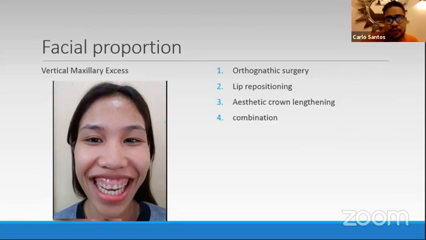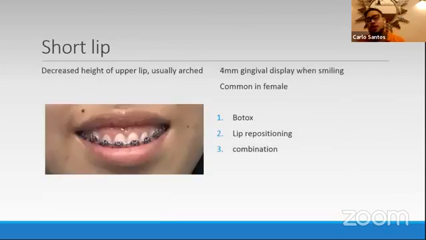Now next is your short lip. Short lips have a decreased height of the upper lip, usually arched. These are the people when they smile, the upper lip is arched. So there is a 4 millimeter gingival display when smiling. This is common in females, the short lips. So that's why gummy smiles are more common in females than in males, because of the short lips.